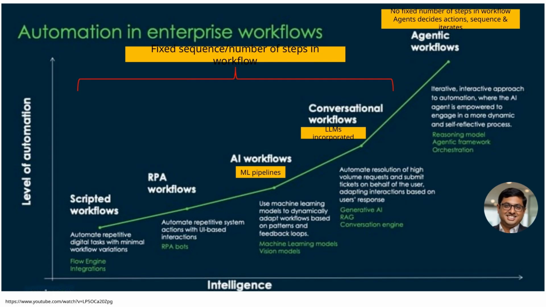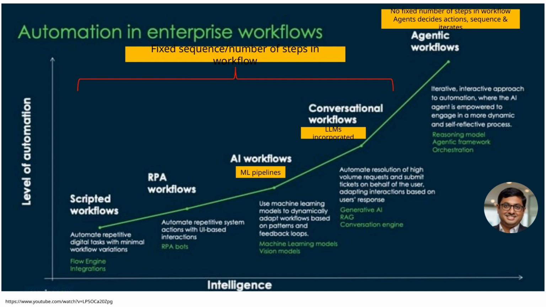So, how does agentic AI actually help us get work done? Agentic AI brings a new level of intelligence and flexibility to workflows, enabling much more autonomous automation. In earlier systems like scripted workflows, RPA, or even traditional AI pipelines, the workflow follows a fixed sequence of steps. Think of these as rigid assembly lines. Each task happens in a set order, regardless of changing circumstances.